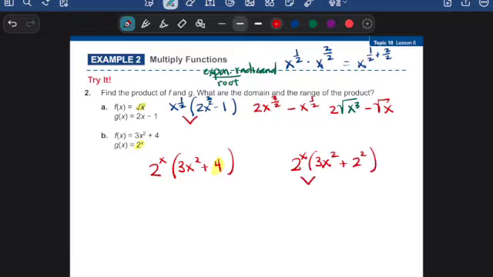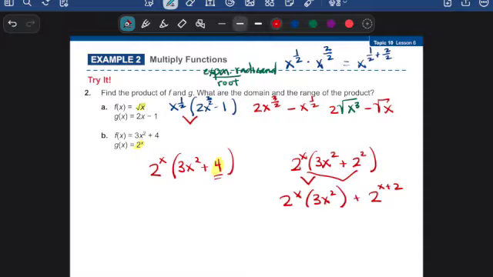So 2 to the x times 3x squared, there's no like terms. We're just going to multiply them and write them like this. Okay, but I did change 4 to be 2 squared for a reason, because now I have a common base. I have a base 2. And remember, if we're multiplying bases that are the same, we add the exponents. So this would be 2 to the x plus 2.